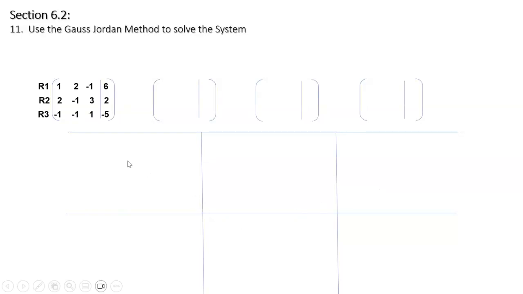Okay, now let's do another one. But this one, we're going to do everything in one slide. Remember, step 1, we're going to keep row 1. So the 2 in row 2 and the -1 in row 3, those two must be zeros. So I'm going to change row 2 and row 3. Here, I'm going to multiply -2 times row 1 and add it to row 2. And for the second part, I'm going to add row 1 and row 3.